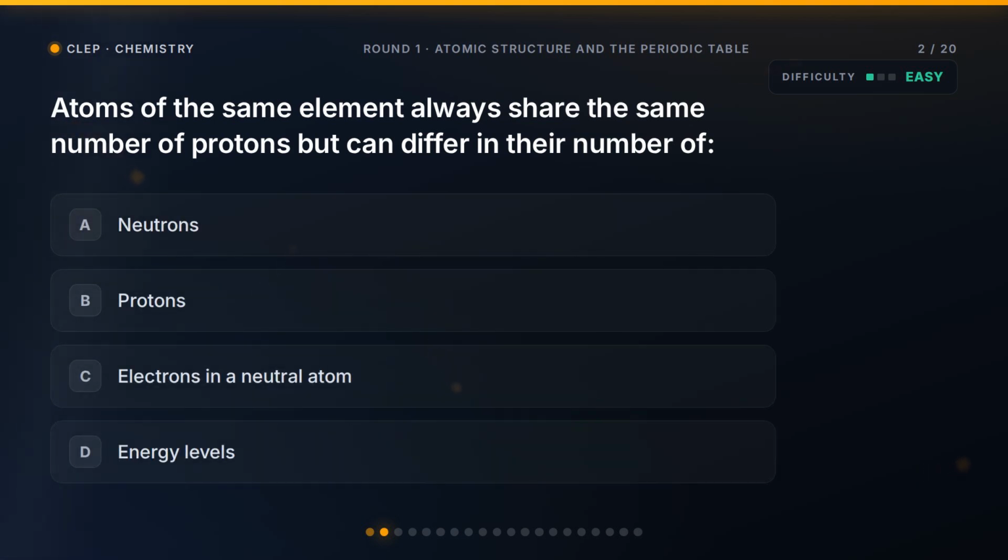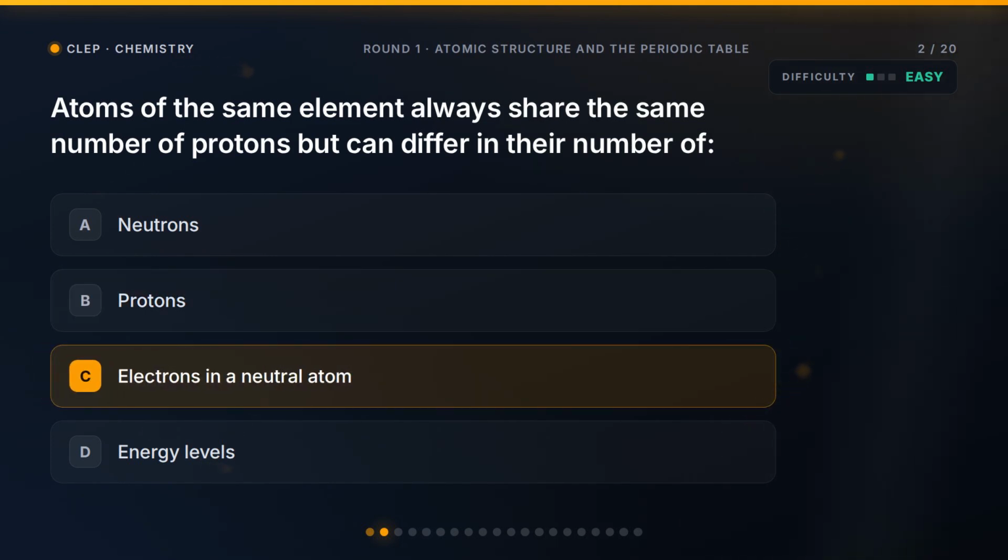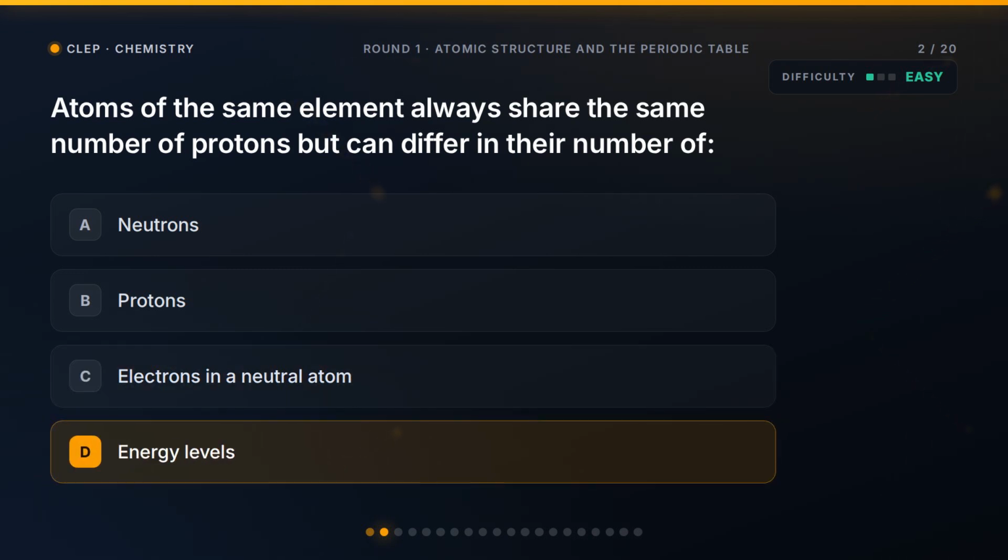Question 2. Atoms of the same element always share the same number of protons, but can differ in their number of A. Neutrons. B. Protons. C. Electrons in a neutral atom. D. Energy levels.